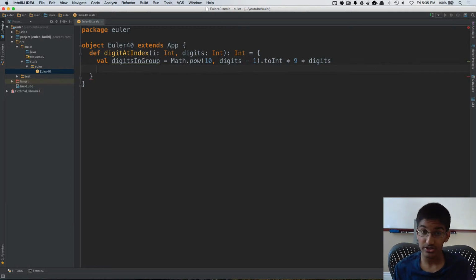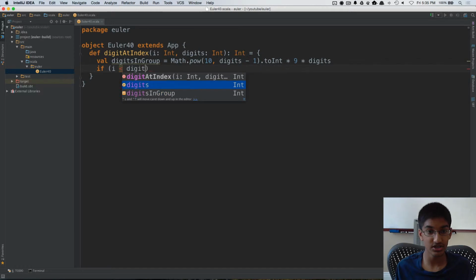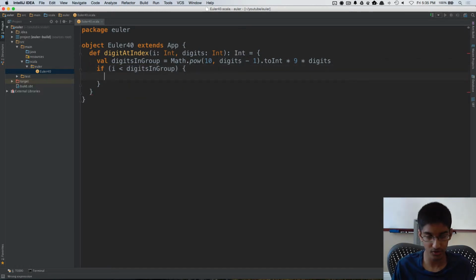Now the first thing we want to check is if I is less than the number of digits in the group, because in that case, we can just jump to the number containing I and get that digit. So we can do if I is less than the digits in the current group, then the first thing we need to calculate is the index of the number in this group, and second, the index of the digit within that number.